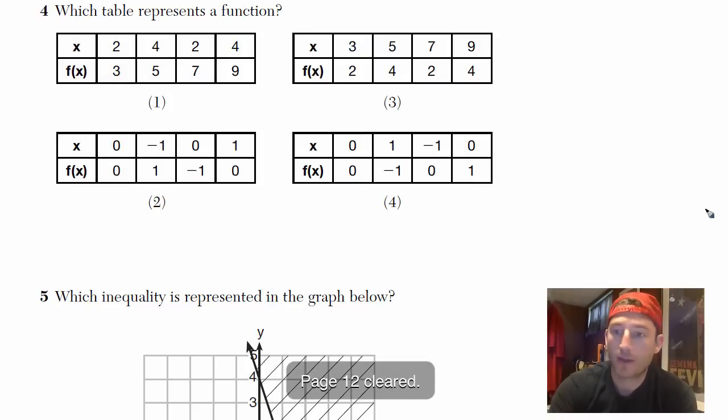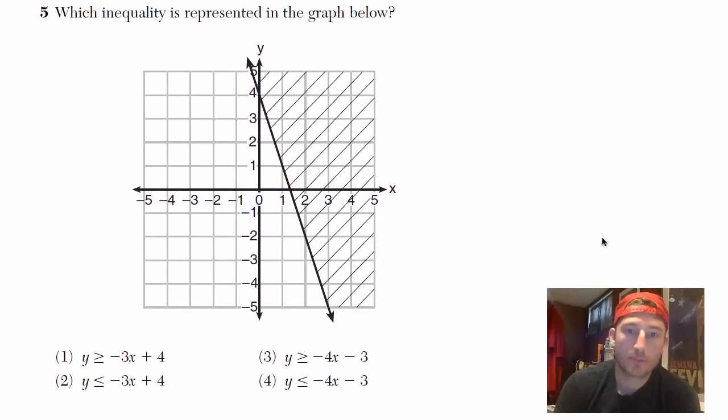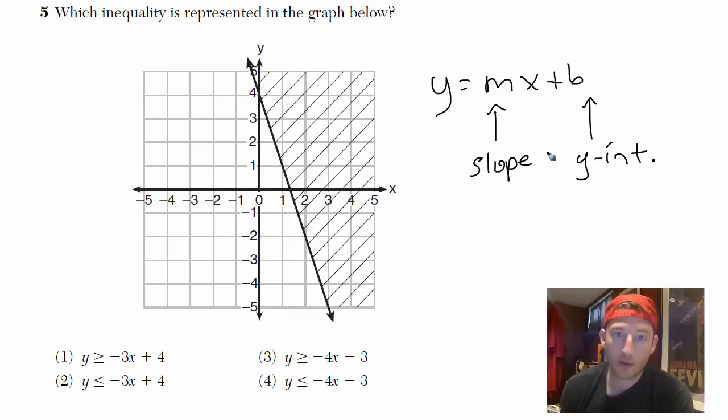All right. Number 5. Which inequality is represented in the graph below? Well, first thing I would want to know is what is the equation of this line? I hope you know, or hopefully you'll learn, that y equals mx plus b, right? And right there, the m is the slope, and the b is the y-intercept. Hopefully you guys know that. So now, quick way to figure out the y-intercept is where it hits the y-axis. It's at 4. So this equation should be y equals some slope x plus 4.